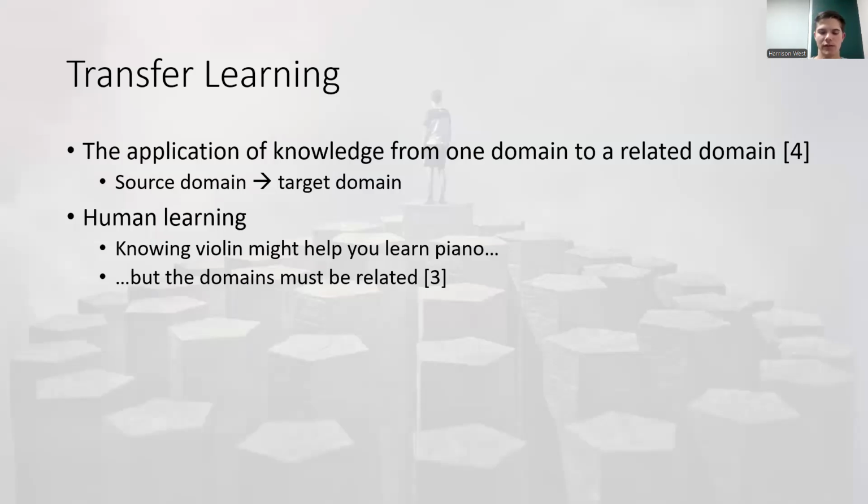So it's the application of knowledge from one domain to a related domain, from the source domain to the target domain. It applies to human learning too, right? Knowing violin is probably going to help you learn piano. But the domains do have to be related, right? Knowing how to ride a bicycle is probably not going to help you to learn how to play piano.